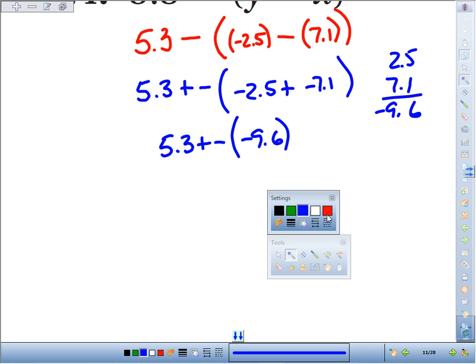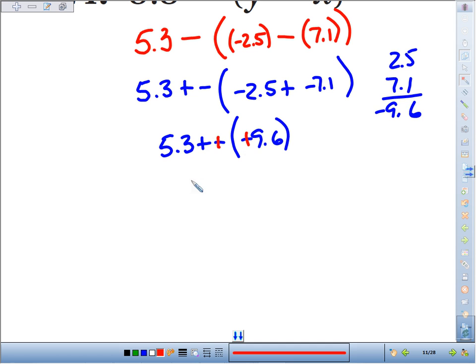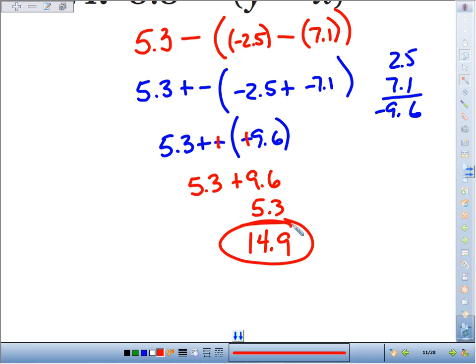Oh, well, anytime we see minus negative, we're taught to chop chop, because if we subtract the opposite, that's like adding the positive. So we've got 5.3 plus 9.6. Of course, if we just add those two together, 6 and 3 makes 9, 9 and 5 makes 14. We're looking at positive 14.9.